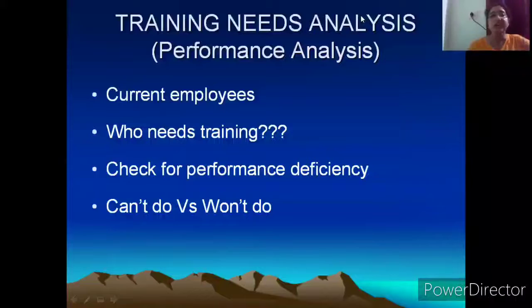How do we collect data relating to performance deficiency? How we collect data is again either from the employees' superiors or from the employees' peers. So what do you mean by peers? P-E-E-R-S. Peers are those people who are working along with the employee at the same level as that employee. Or you can even collect data relating to the employee from job related performance data.